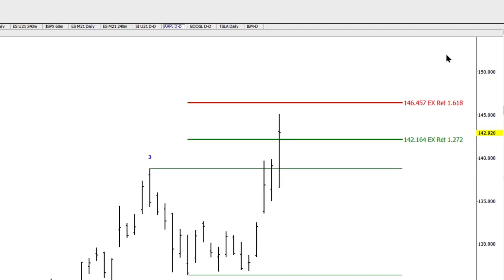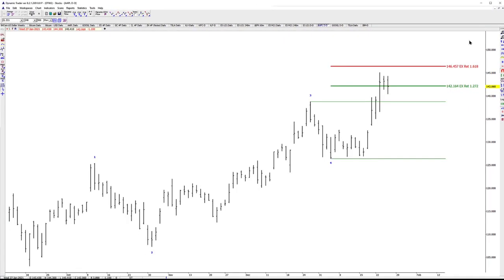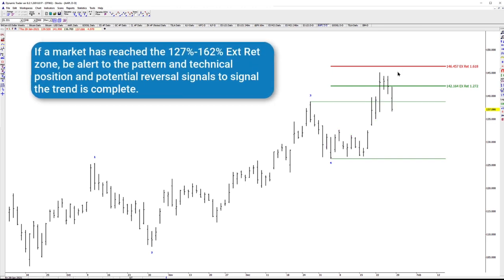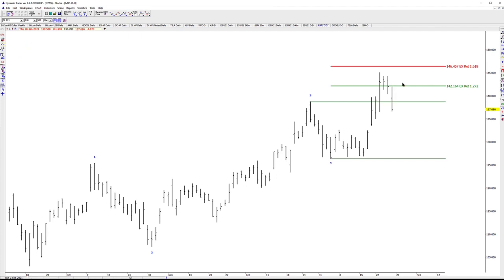So I'll add some more data on here. Again, this is the Apple stock daily data, and we advanced right up into this zone, the 127 to 1.618 zone, and it looks like we made a pretty sharp reversal from that zone. So indeed, we reached at least the minimum target, and once we're in that zone, we want to be alert for a potential reversal and the completion, in this case, of a 5-wave trend.